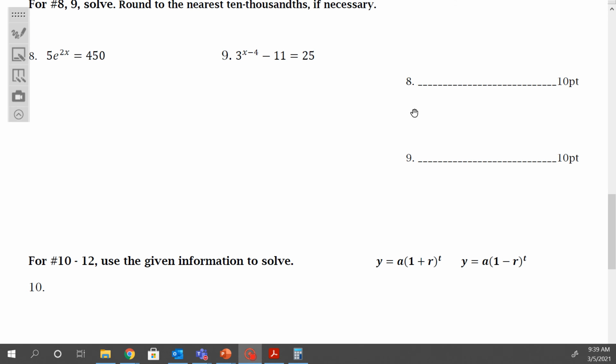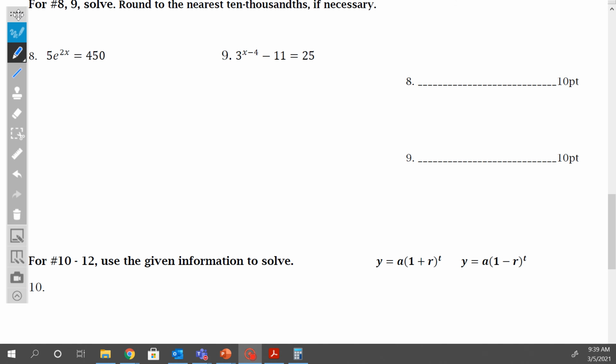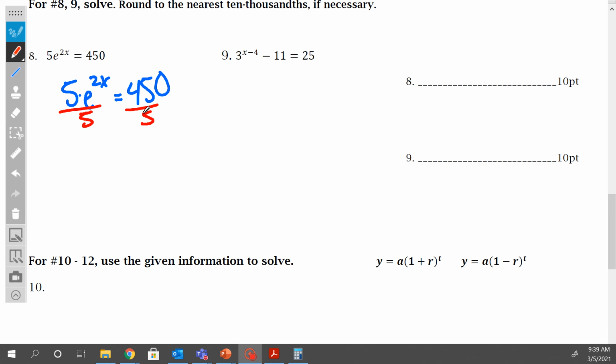Number 8 and 9 solved, round to the nearest 10,000s. Okay, so number 8, we have 5 times e to the 2x equals 450. First, we isolate the base, so we need to get rid of the 5 here, so we'll divide by 5. So we get e to the 2x is equal to, I want to say 90. Yeah, 90. And then we change the form, so we change this to log form.